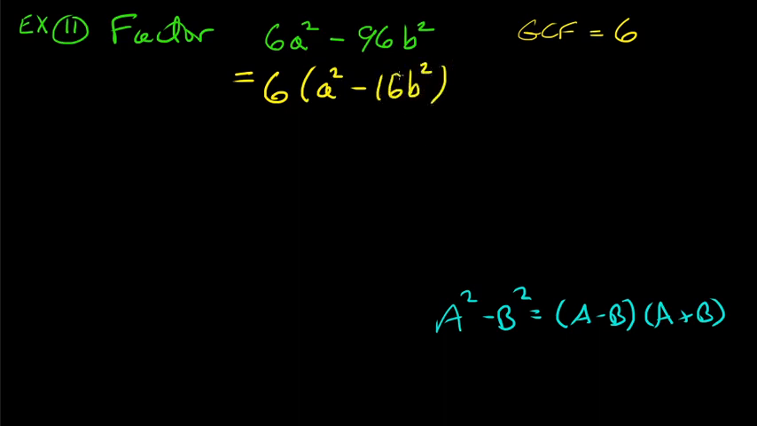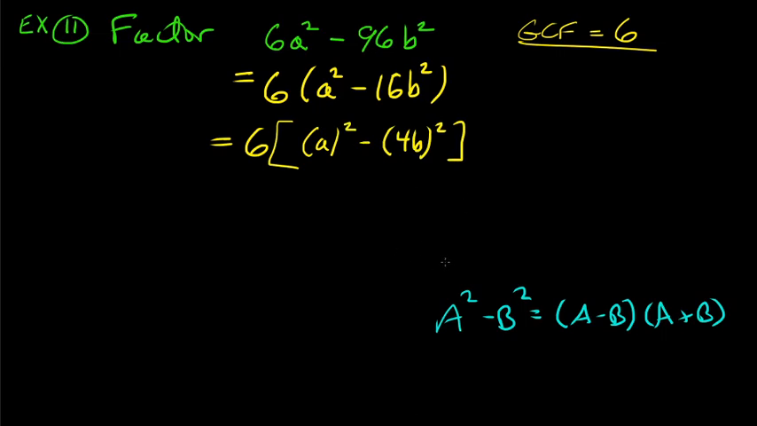Okay, and that's 16. So 6 times a squared minus 16b squared, right? So yeah, don't forget to factor out the GCF first. In this case, just the 6. But we can go further now, because 16 is a perfect square, right? And so is the 1 here in front of the a squared. So that tells me that we're going to have a squared minus 4 times b squared.